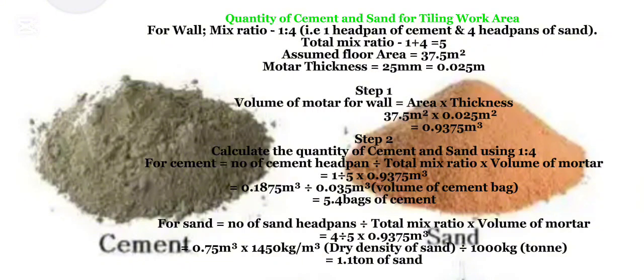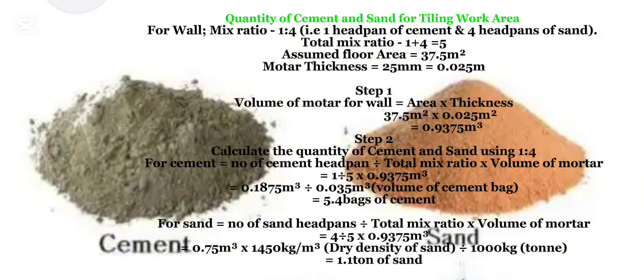So our step 1 here too is to determine the volume of mortar for the wall, which is equal to area multiplied by thickness, and inputting our figures into the formula, all we have is 0.9375 cubic meter. Moving on to step 2, to calculate the quantity of cement and sand using 1:4. For cement now, our formula is number of cement earth-pans divided by total mix ratio multiplied by volume of mortar. So inputting our figures into the formula, all we have is 0.1875 cubic meter.